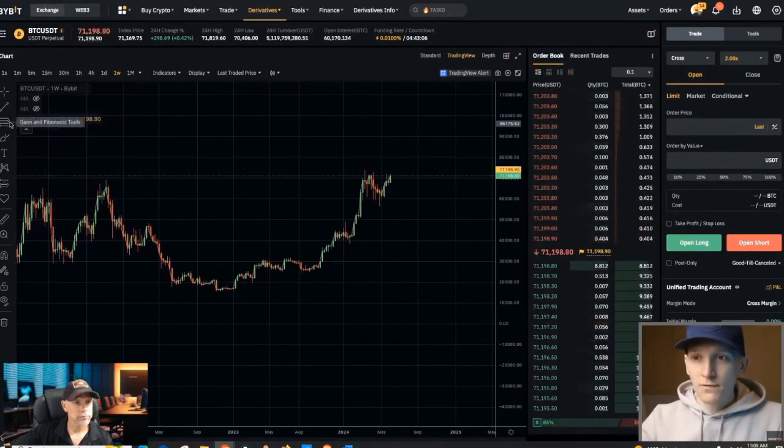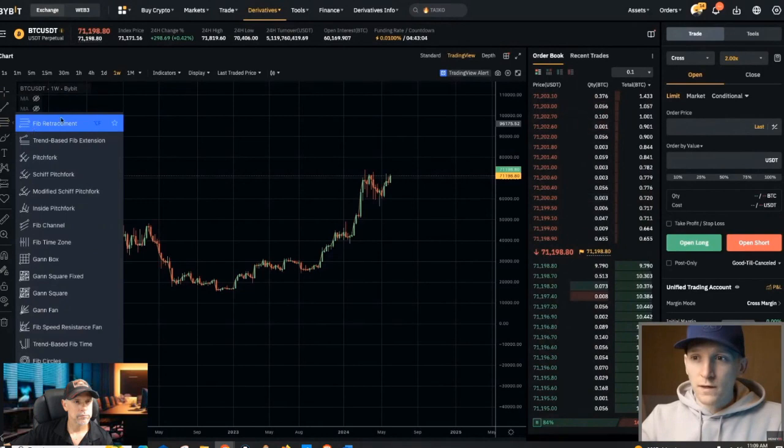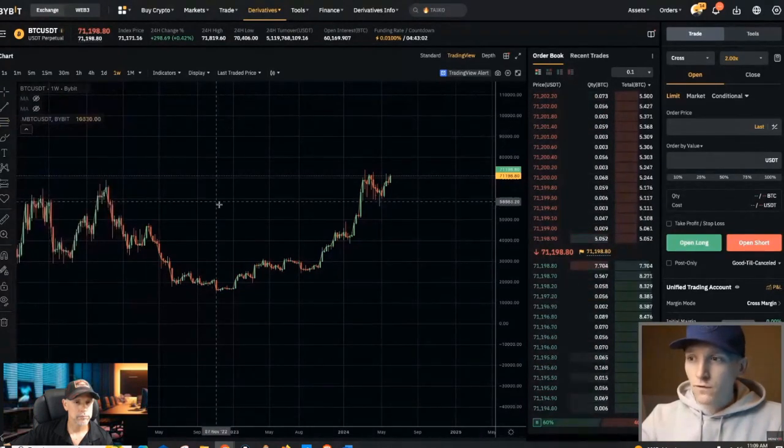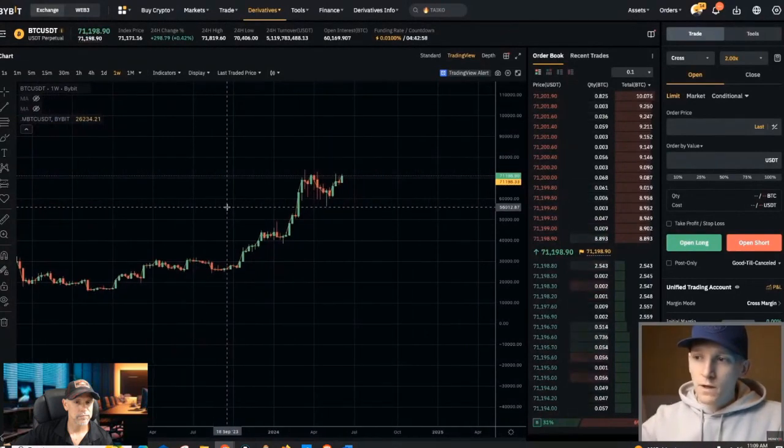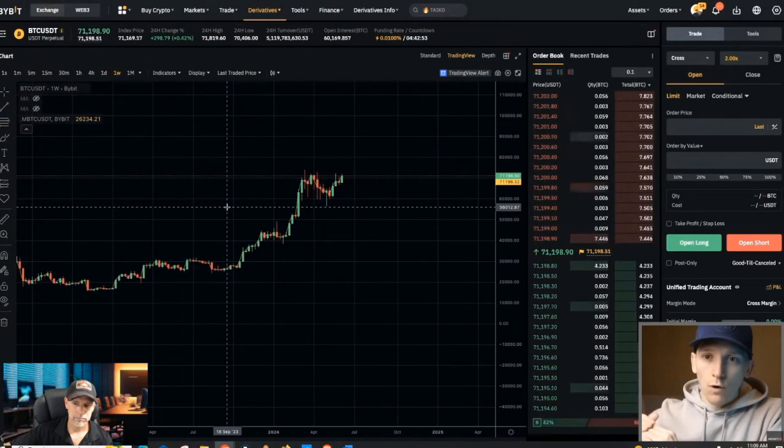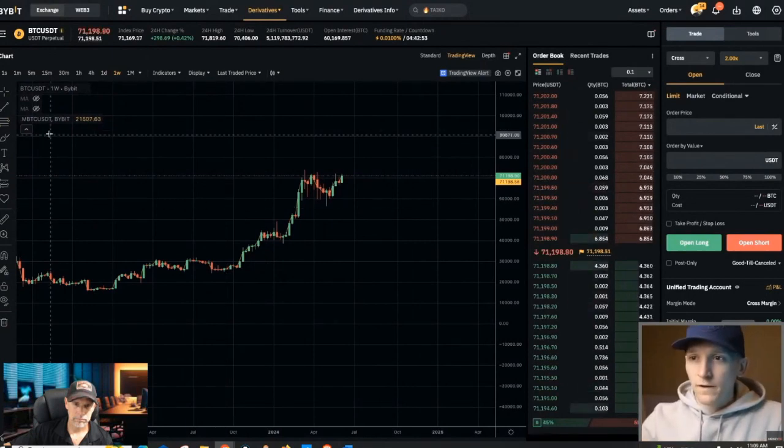On the left-hand side, we're going to go to the Fibonacci retracement tool, and then we're going to draw it on our chart. How to draw a Fibonacci retracement? We go from the low to the high of an expansion. So this is very clearly a low and a high right here.